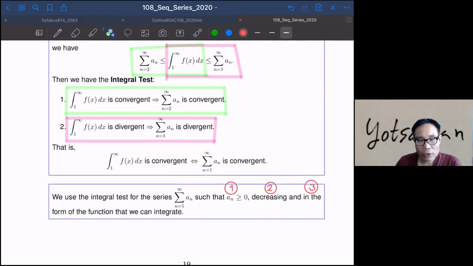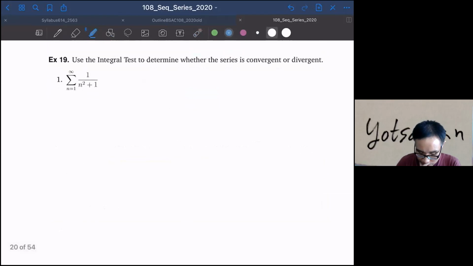So let's recognize something. If you have the integral converging, the series converges. If you have the integral diverging, the series also diverges. Okay, so that is called the technique of the integral test. So this guy is called the integral test. Okay, so let's do 3 examples.